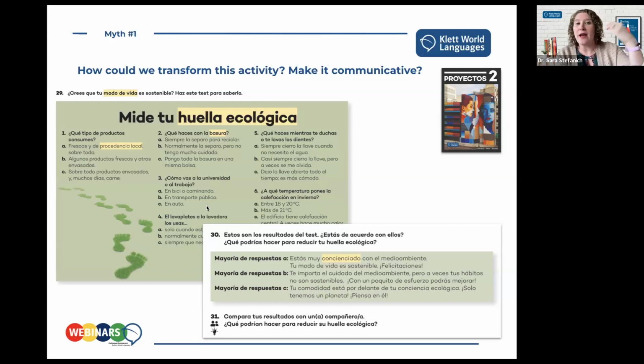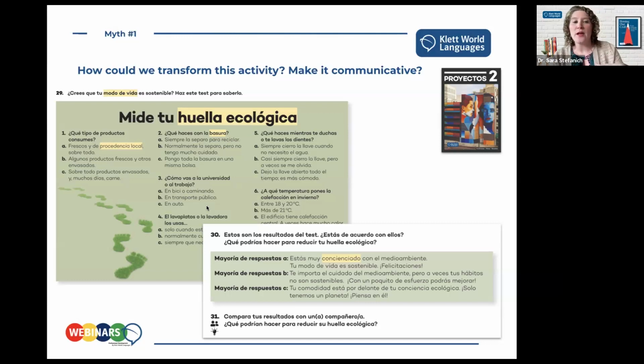So we can see we still have questions here and we still have answers here, but now we are starting again in that interpretive mode where students are going to be reading the questions. We have multiple answers for each question, so there's more than one answer. There's not a right answer or a wrong answer in this case. And we also have this guiding question that is the impetus. Why are we doing this? It's asking them, do you think that your lifestyle is sustainable? Take this test and find out.